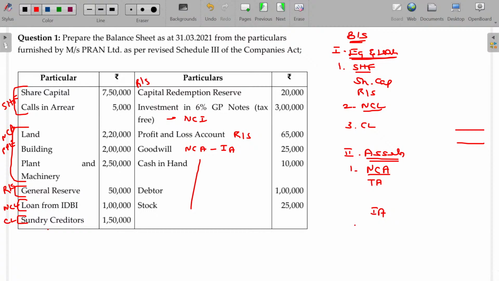Second being property, plant, equipment. Then non-current investment. Second being current assets.